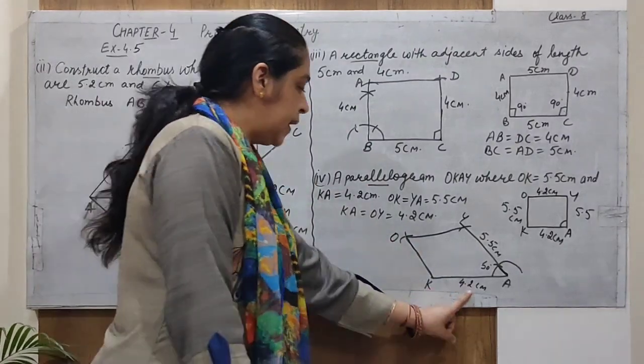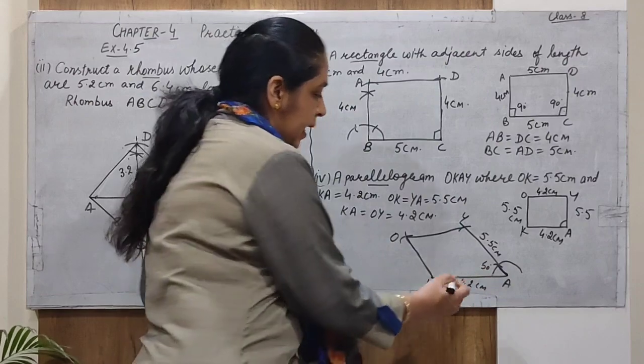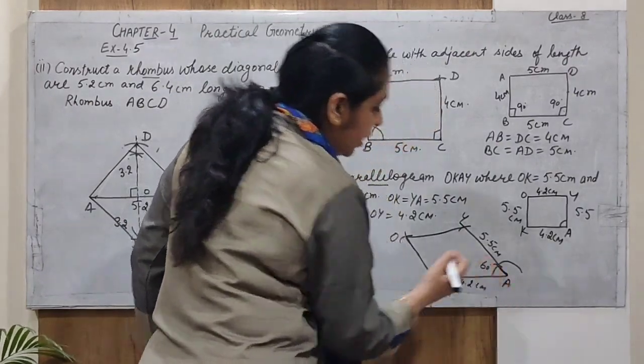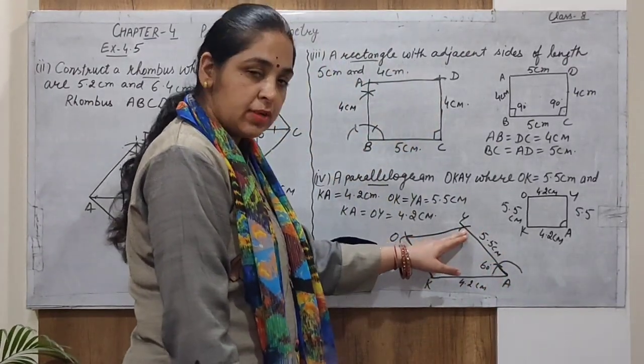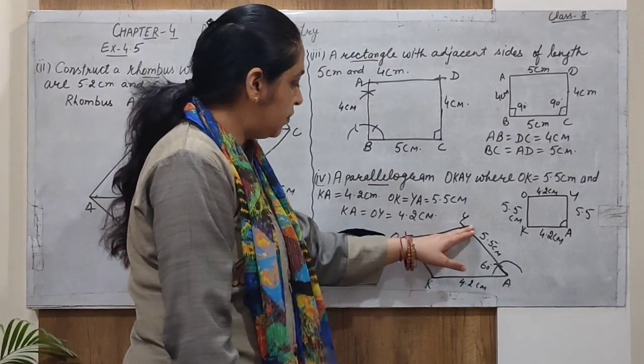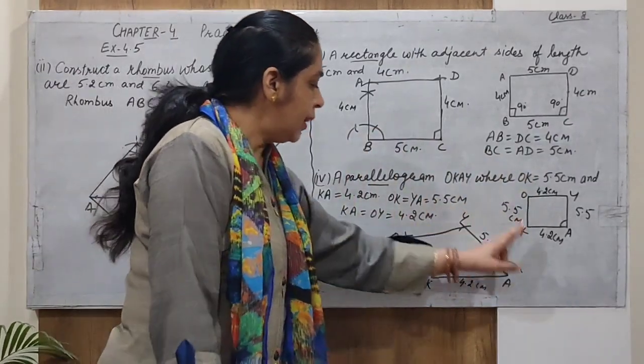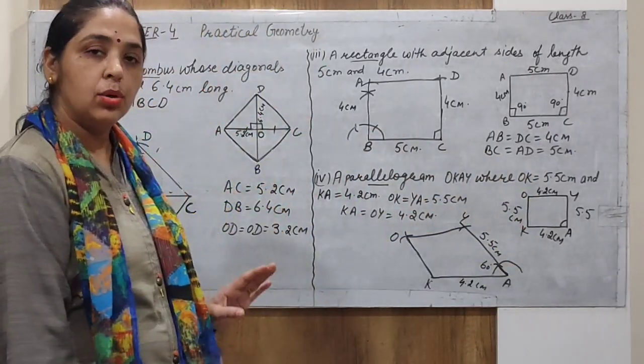First step, base KA. Second step, angle 60 degree. Next step, from A, draw an arc of 5.5. From K, draw an arc of 5.5. From Y, draw an arc of 4.2. And join all the points, we get the parallelogram.